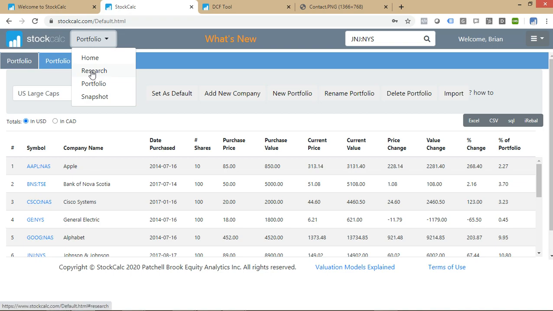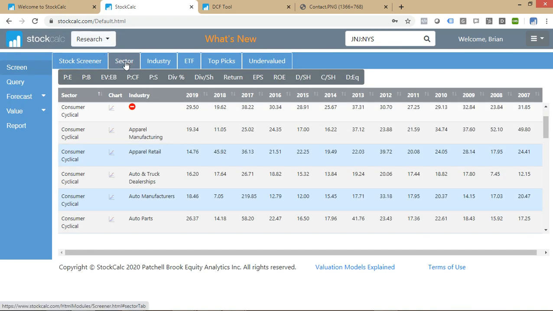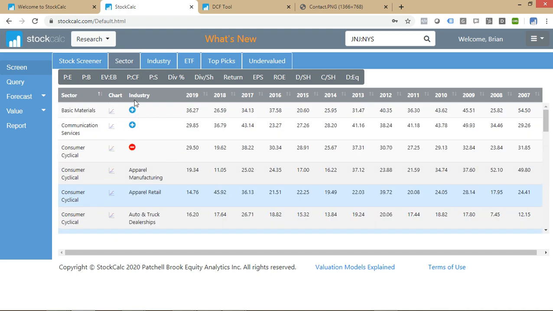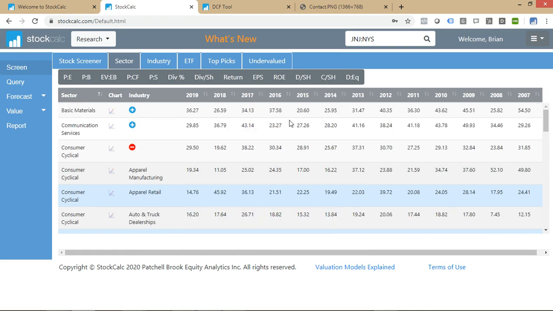StockCalc is also data rich. If I go back in to the research page, we have sector data on 140 industries. You can see the variety of ratios that we show here. So for example, if I wanted to see the historic price to earnings ratio for apparel manufacturing over the last 15 years approximately, I can see the trend, what I'm looking at for price to earnings ratio, or for any of the ratios that you see here across all of those industries.